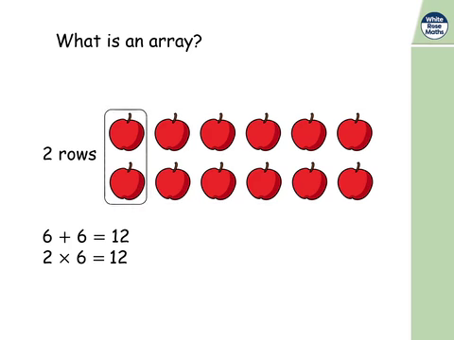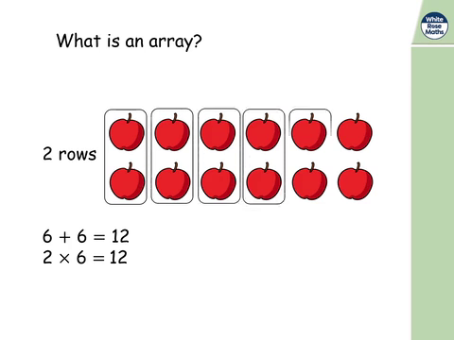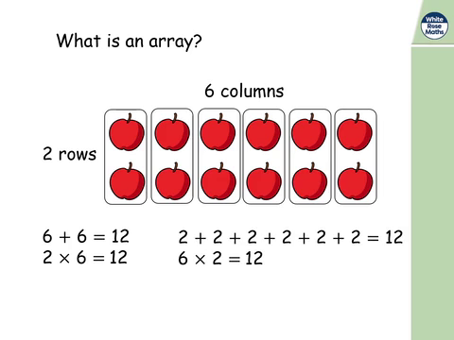Arrays also have columns, which run up and down. This array has 6 columns. We could represent this as a repeated addition too. 2 plus 2 plus 2 plus 2 plus 2 plus 2. Or we could represent it as a multiplication. 6 groups of 2 apples is equal to 12 apples.